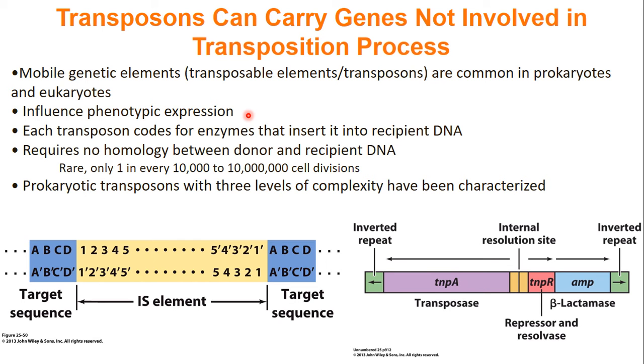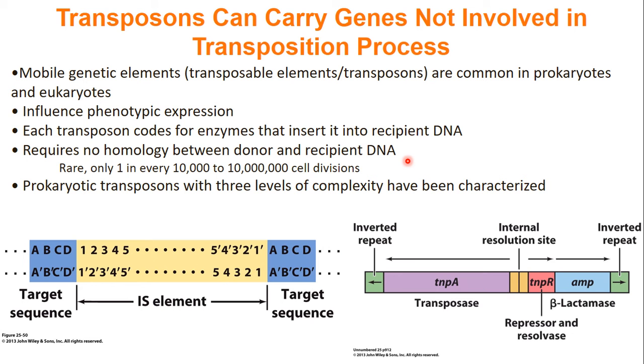Now, these transposons will code for enzymes that will allow themselves to insert into their recipient DNA. And to be inserted, the donor and the recipient don't need any homology. However, this transposon event is relatively rare. It will only happen once in every 10,000 to 10 million cell divisions. So although they are common, they don't happen that often.